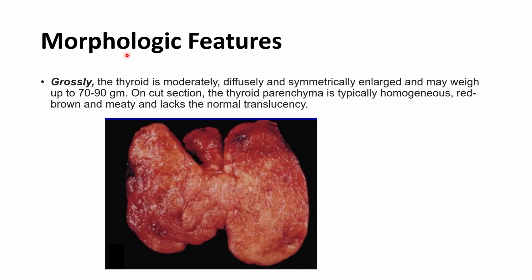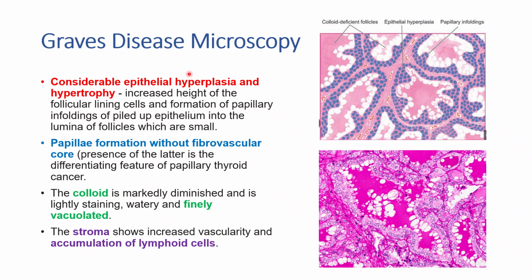Morphologic features. Grossly, the thyroid is moderately, diffusely and symmetrically enlarged and may weigh up to 70 to 90 gram. On cut section, the thyroid parenchyma is typically homogeneous, red-brown and meaty, and lacks the normal translucency. So now comes the important part of this topic, Graves' disease microscopy.